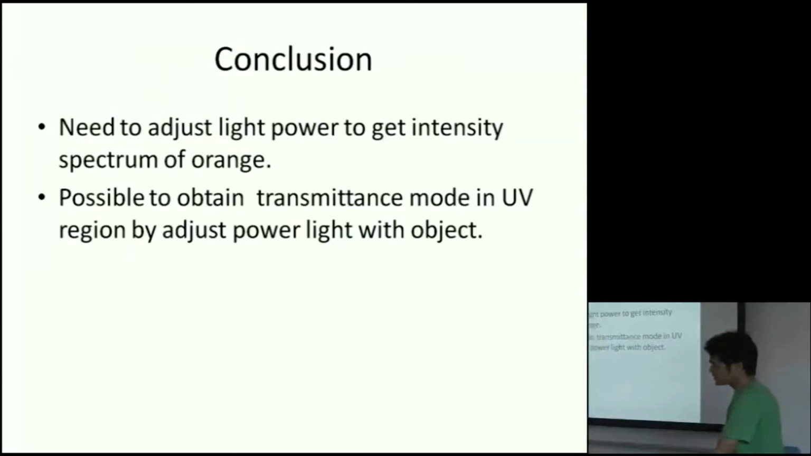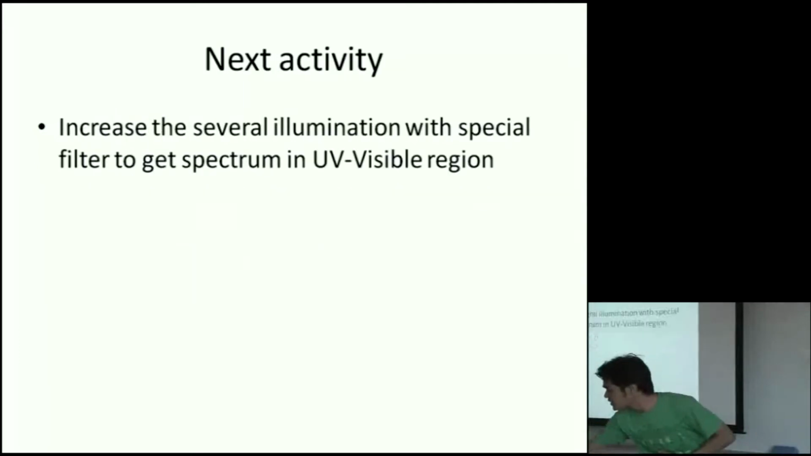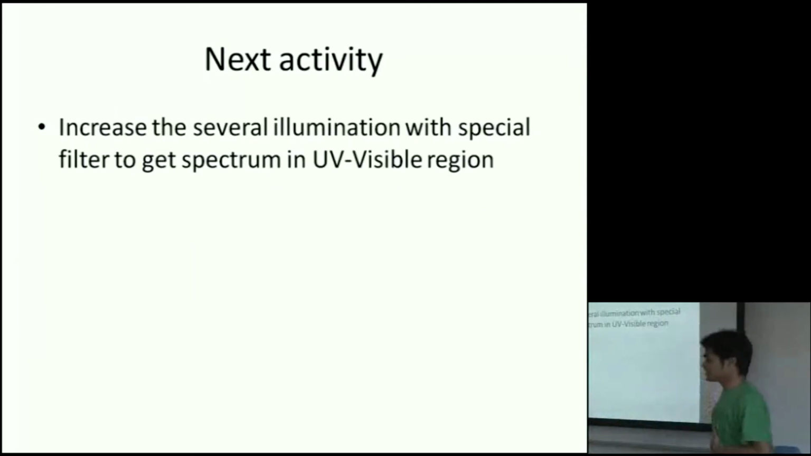Conclusion: I need just enough light power to get the intensity spectrum of orange. The second one: it is possible to obtain transmittance mode in the UV region by adjusting the light power with the object. And the next plan is to increase the number of light sources with several illuminations and use a filter to get the spectrum in the UV visible region.